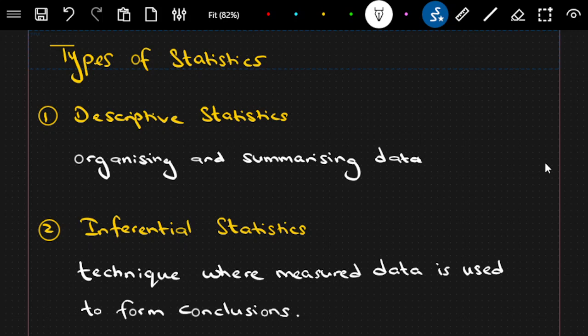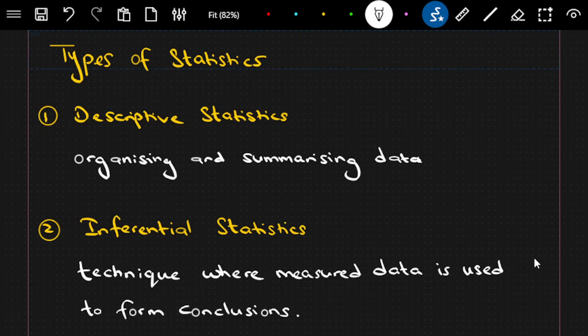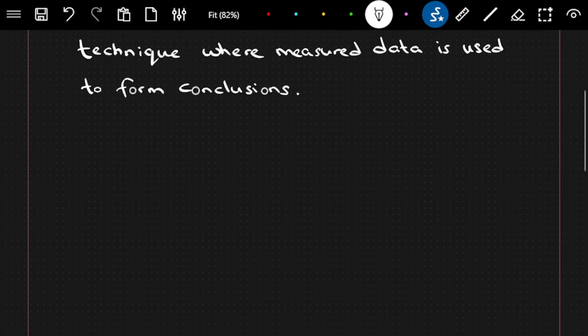Earlier we saw inferential statistics, mainly about the tests which are done in statistics. So it is a technique where measured data is used to form conclusions. Through this test, you will get a conclusion about what the data looks like, what the situation is, what the situation will be, how the past situation was, etc. So to be clearer, let's take an example.